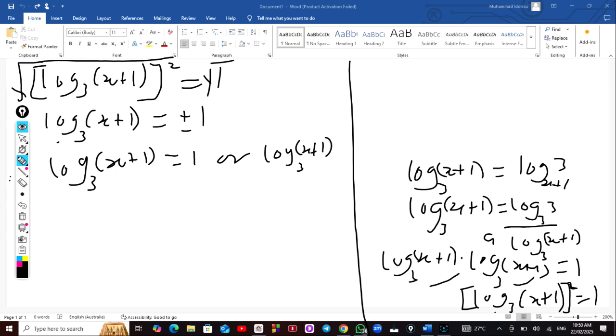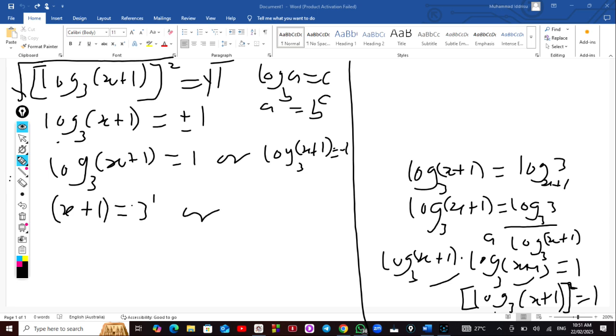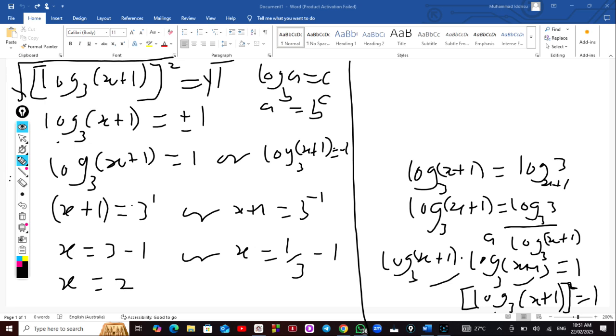Logarithm of x plus 1 to the base 3 is equal to negative 1. So currently we are applying this law, log a base b is equal to c. So our a is equal to b to the power c. So our x plus 1 will be equal to 3 to the power 1, or our x plus 1 is equal to 3 to the power negative 1. So x will be equal to 3 minus 1, or x is equal to 1 over 3 minus 1. X is either 2 or x is equal to minus 2 over 3. So you have these two values.